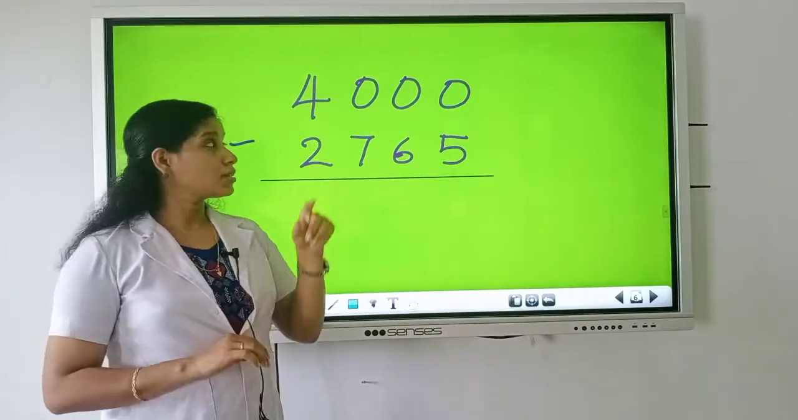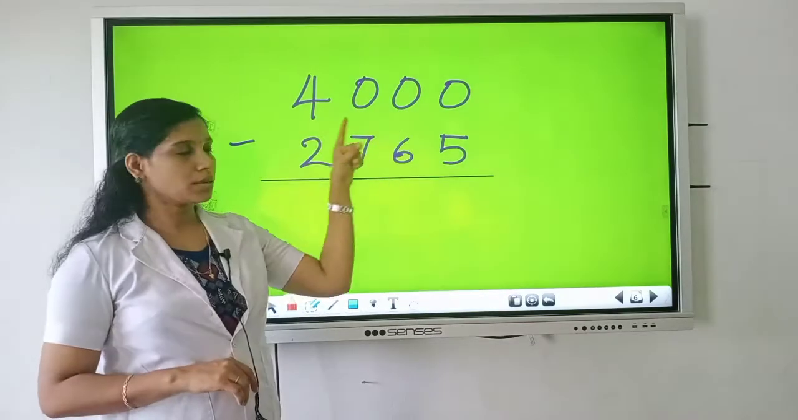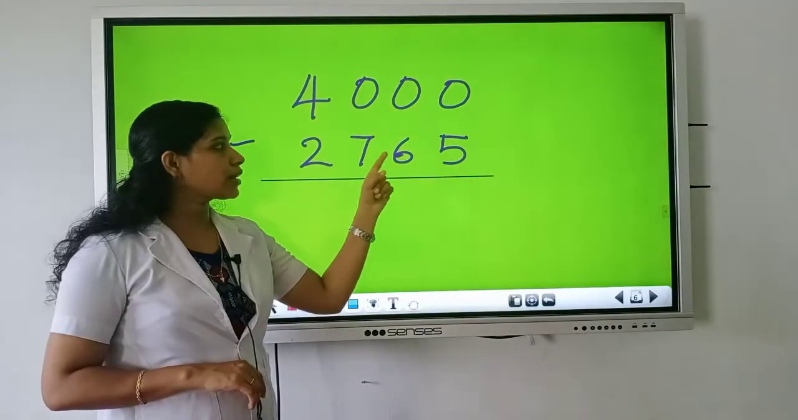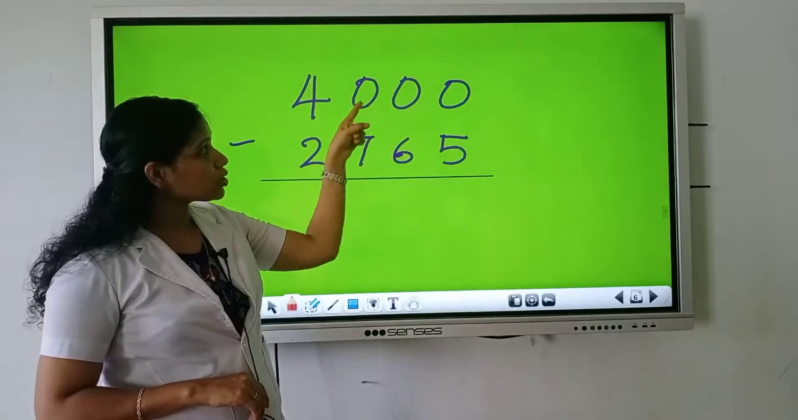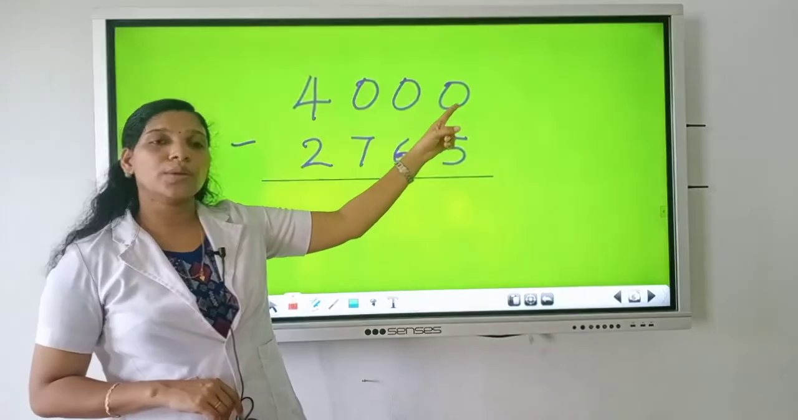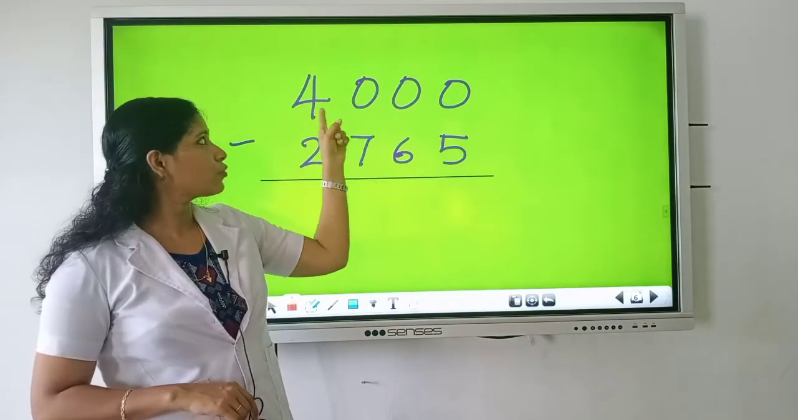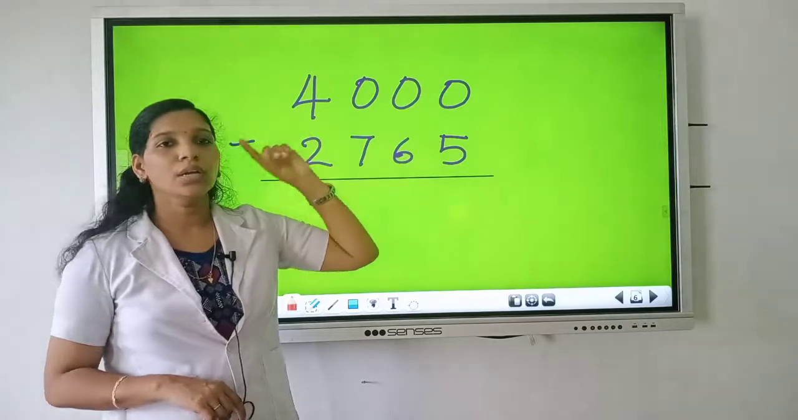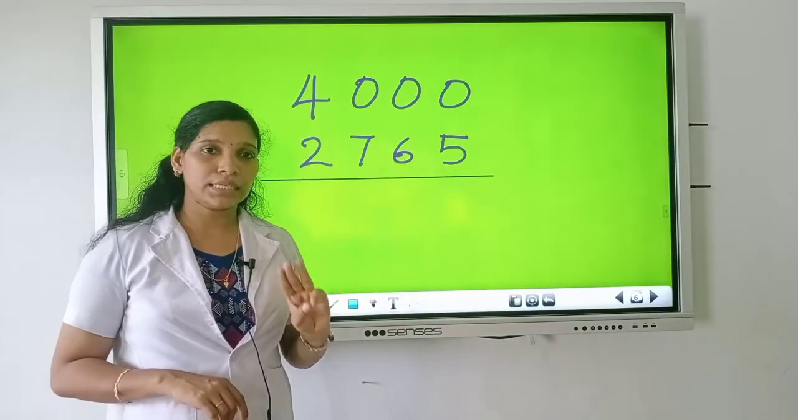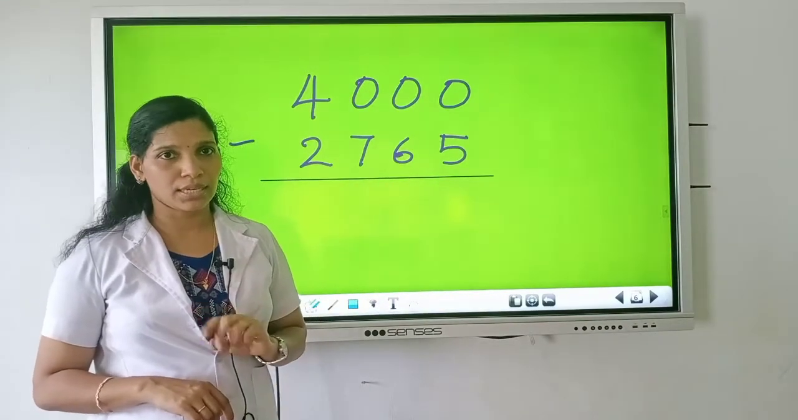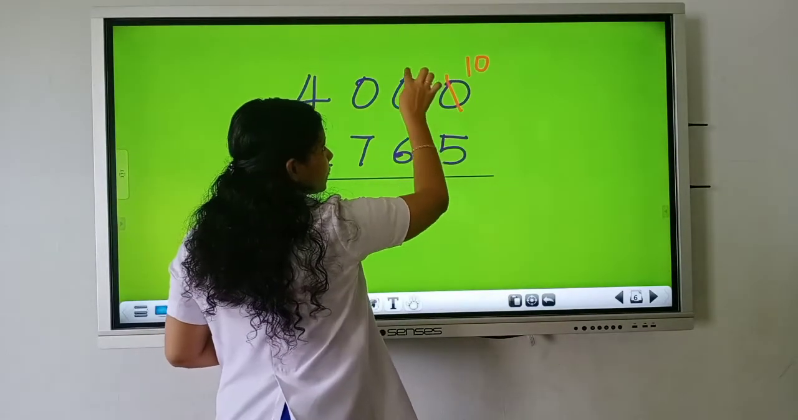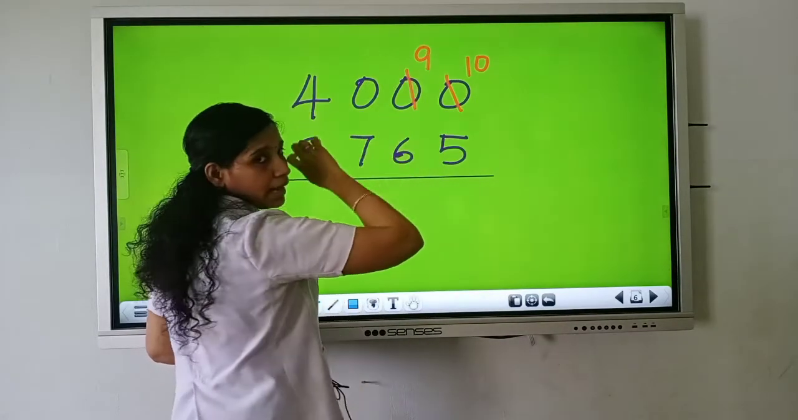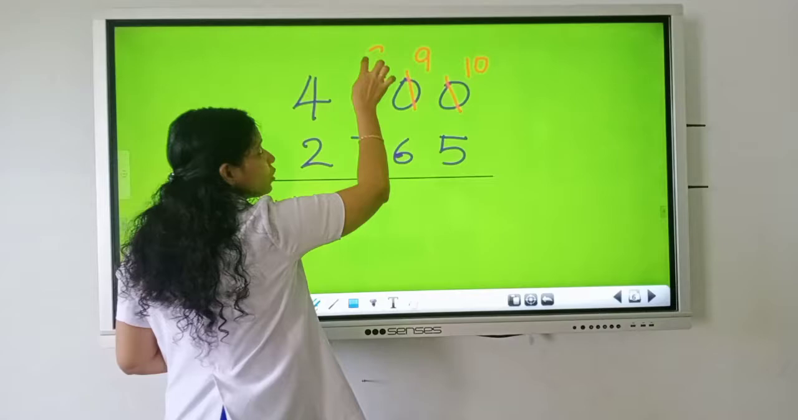Our number is 4000 minus 2765. Okay, so here how many zeros are coming, and the zeros should come at the end. Okay children, 4 0 0 0. 3 zeros are coming continuously together, isn't it? So what we will do, the first will become 10 and the other 0 9, the next one also 9.